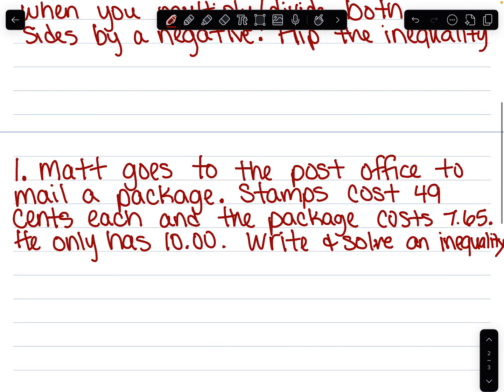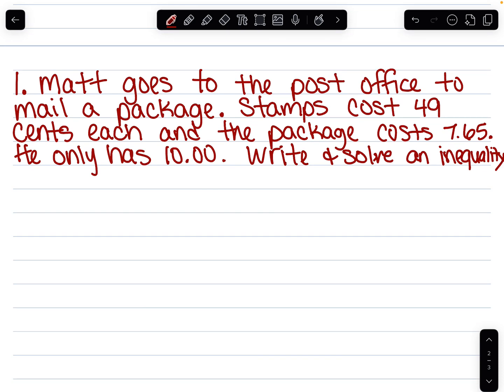So first thing we're going to look at is just a word problem, okay? You don't have to write this whole thing down. You can just write the things you need. Okay, so Matt goes to the post office to mail a package. Stamps cost 49 cents. You might write that down. Every single stamp you buy, right, is going to be 49 cents. And then the package that he's sending costs $7.65. He only has $10. So we want to write and solve an inequality to represent this.